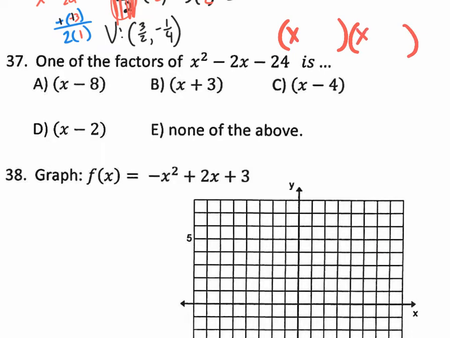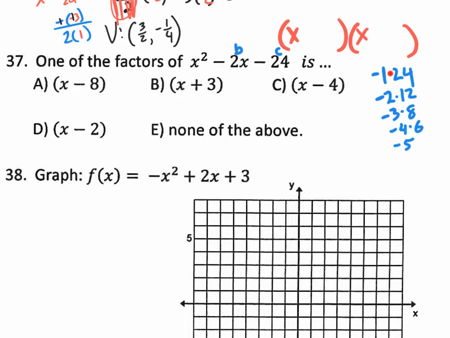And you simply think, what times what is your c value that if you combine together is your b value? You might want to make a list to help you out. How could you get negative 24? Negative 1 times 24, negative 2 times 12, negative 3 times 8, negative 4 times 6, and negative 5 doesn't work. So that's about all the possible ways of getting negative 24 besides changing signs. So you now go through and start combining and see which one gives you that middle value of negative 2.